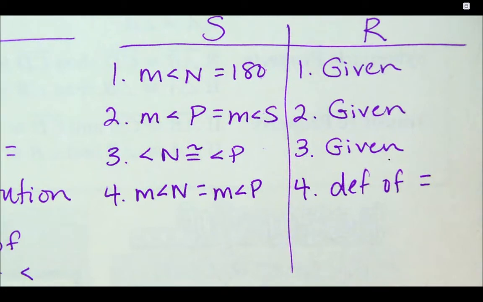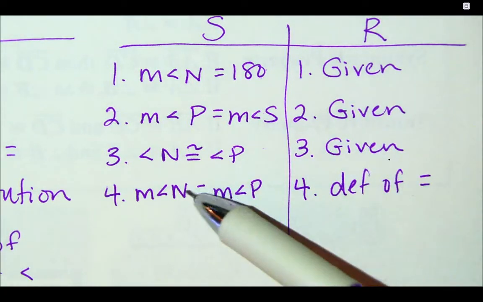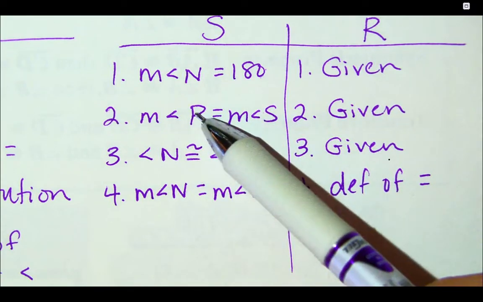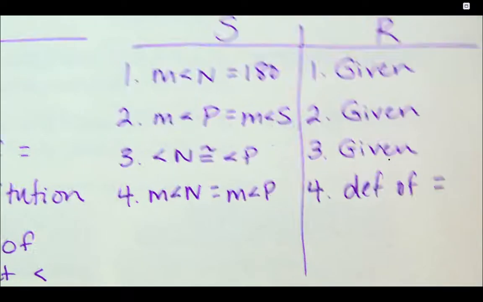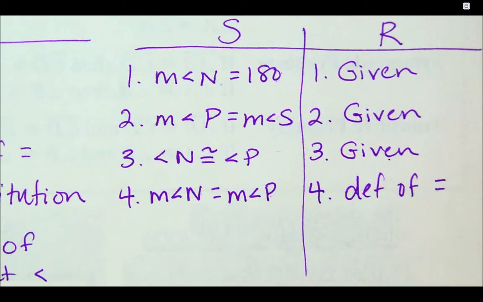Okay, now that we have all the angles being measures and with equal signs, now we can start substituting some stuff. So we have N is equal to P is equal to S, and N equals 180. So what do you see that we could substitute?